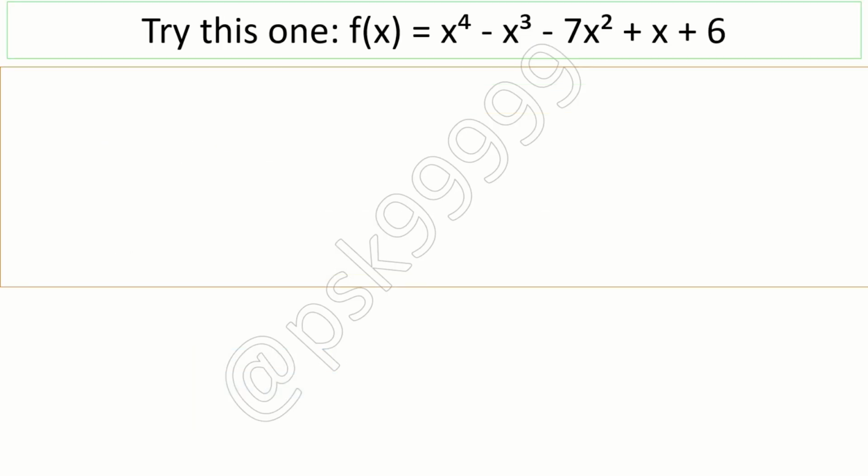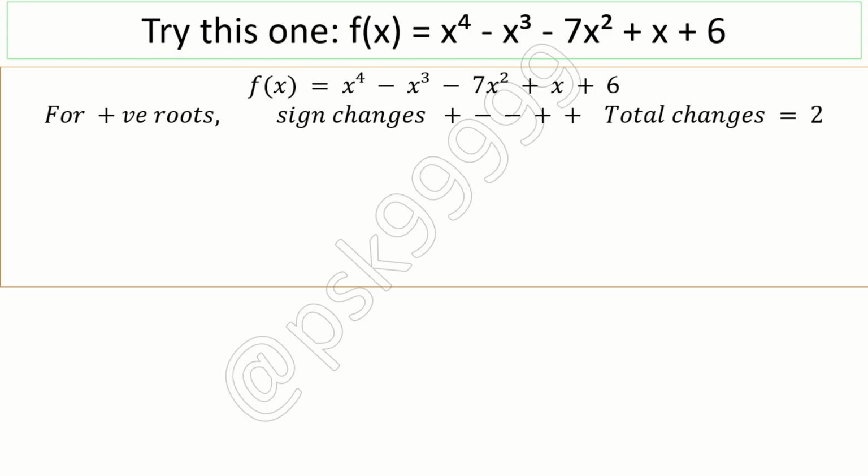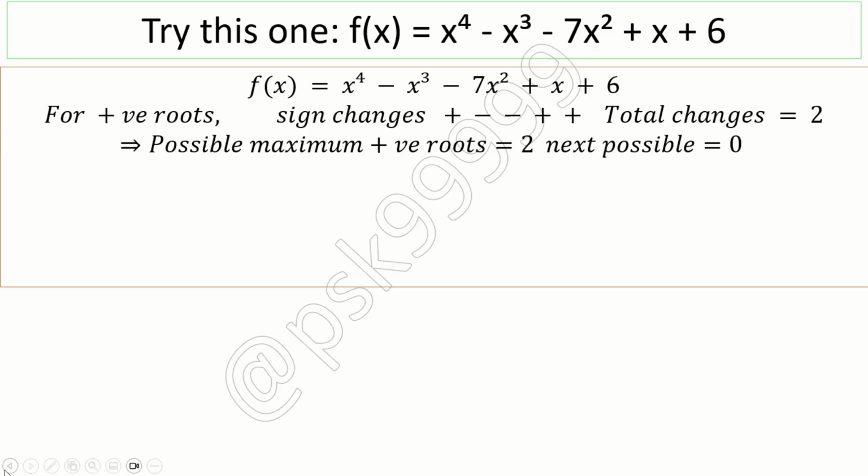This one: x power 4 minus x cube minus 7x square plus x plus 6. So this is my f of x. Sign changes: positive to negative, then negative to negative, which is the same. So 1 already, and negative to positive, one more, so 2. Then positive to positive remains the same. So total changes are 2. So how many positive roots are possible? 2. Positive real roots possible are 2. Next possible is 2 minus 2, which is 0. So you keep that also.